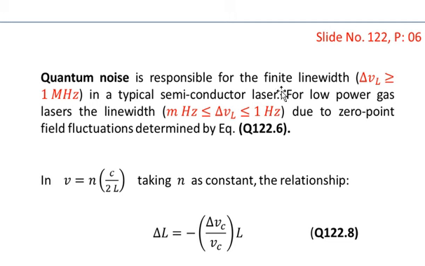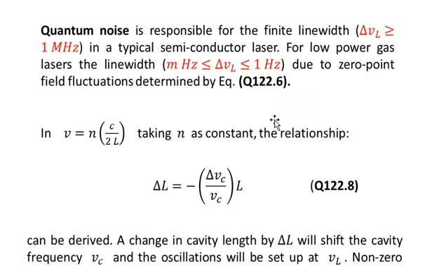Quantum noise is responsible for the finite line width delta nu L in a semiconductor laser, where delta nu L is greater than or at least equal to 1 megahertz, and usually it is greater than 1 megahertz in a typical semiconductor laser. But for a low power gas laser, the line width delta nu L may range from a few millihertz to 1 hertz, for example, due to zero point field fluctuations. This could be determined using equation number 6, and the upper limit for the semiconductor laser could be determined using equation number 7.